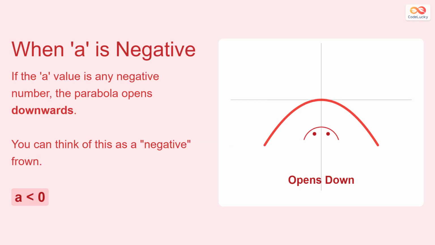Conversely, when the a value is negative, which is any number less than 0, the parabola will open downwards. You can think of this as a negative frown. If a is negative, the parabola frowns downwards.